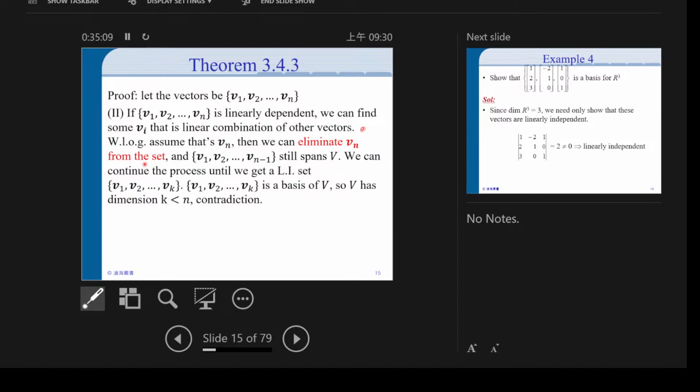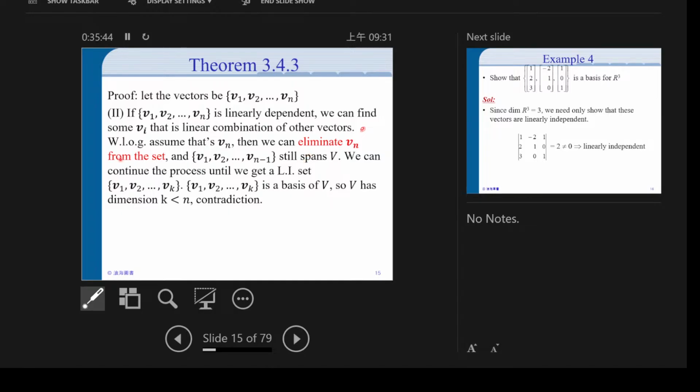I think this is something we show in 3.3.0. I don't exactly remember, but anyway. So if something is linearly dependent and we eliminate it, you will still span the same space. We have done this calculation in 3.3, where we see that since Vn can be written as a linear combination of the others, any linear combination can be written as a linear combination of V1 to Vn minus 1.